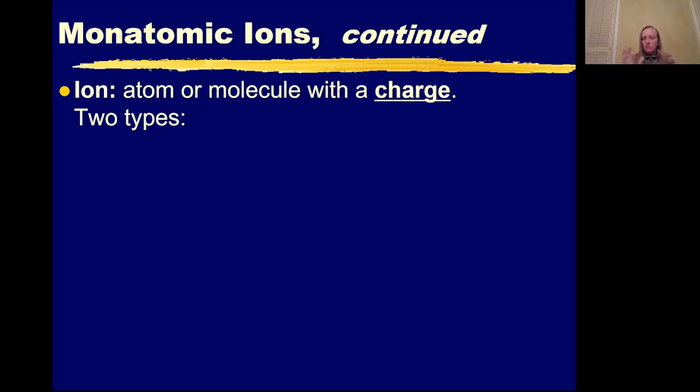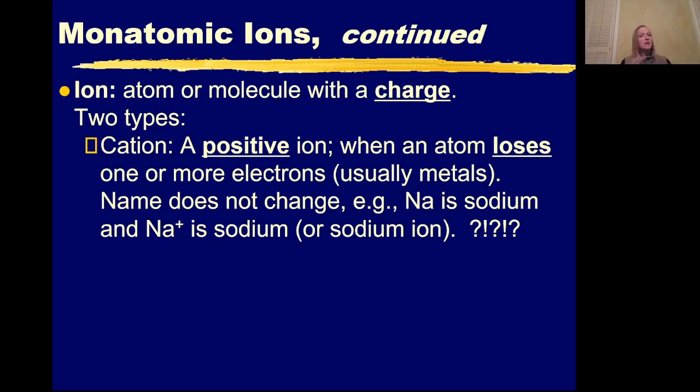So an ion is an atom or molecule with a charge, and there are 2 types of ions. There are cations, which are ions with a positive charge, and that happens when an atom loses electrons. Typically, the kinds of elements that lose electrons are usually metals. Metals tend to form positive ions.